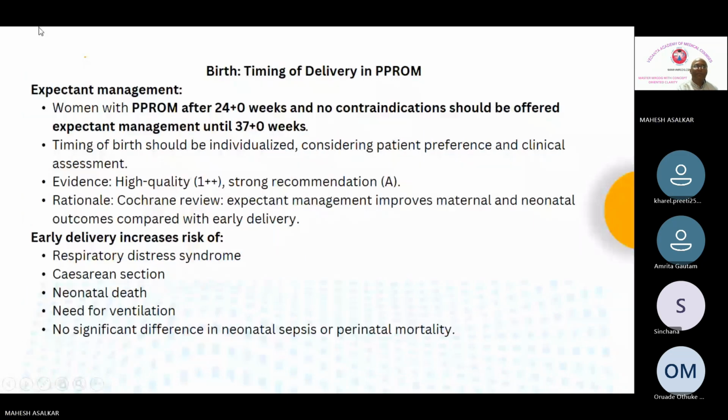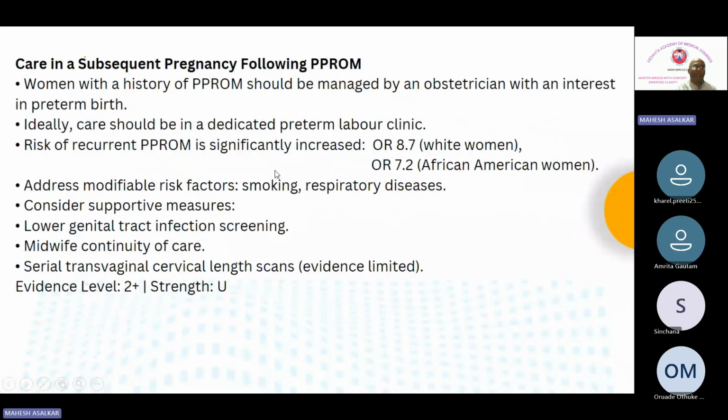Okay. Then birth timing and delivery in PPROM. So women with PPROM after 24 weeks and no contraindication should be offered expectant management until 37 weeks. Timing of birth should be individualized. And early delivery, what are the neonatal complications? RDS, chances of caesarean section are high, neonatal death, need for ventilation. So these are the things which can happen.